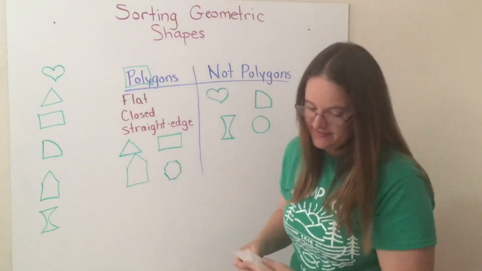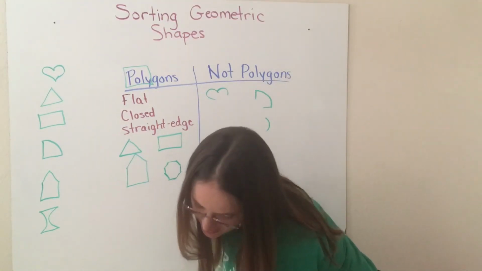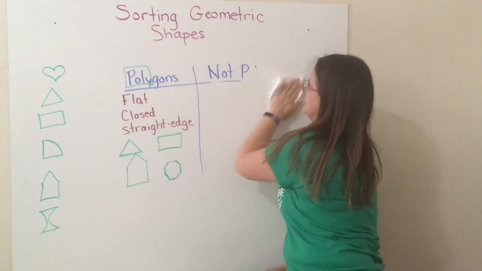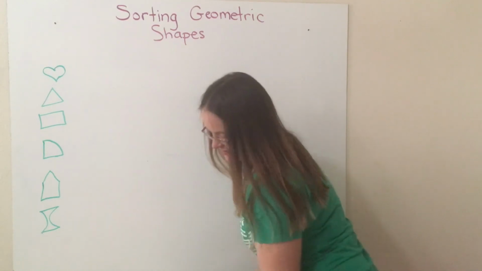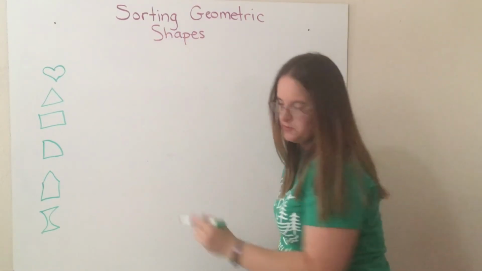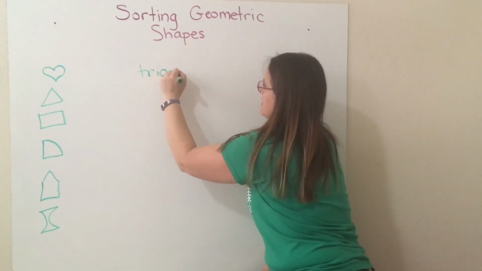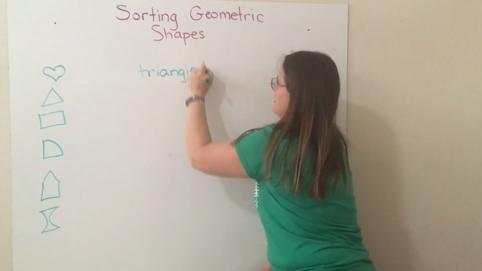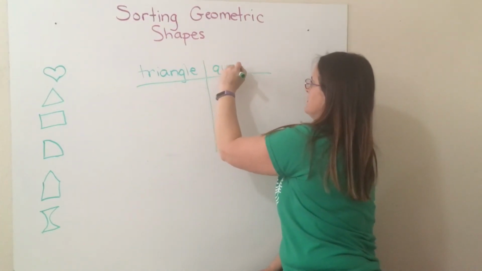Okay, that is the end of the examples. I have one lesson practice for you. This one wants us to make a table as well, except instead of polygons and not polygons, we're going to sort them into two groups, triangles and quadrilaterals.